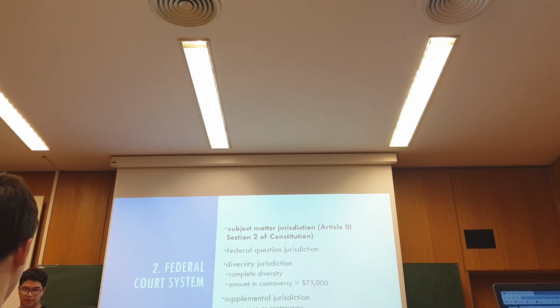That means that if you have two claims and one of them meets either the requirements of federal question jurisdiction or diversity jurisdiction, but the second does not, but they're somehow intertwined through the same case, the same contract, the same transaction, then they both can be heard before a federal court.